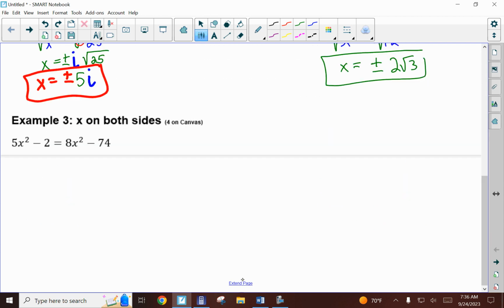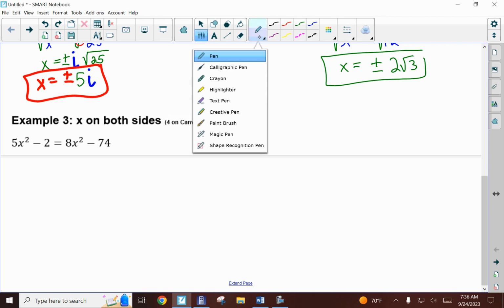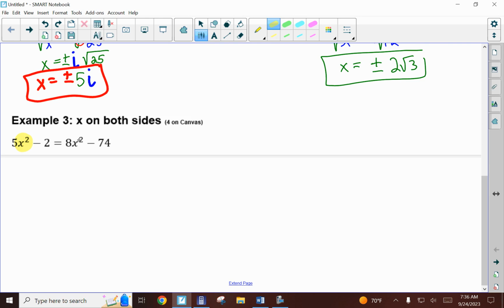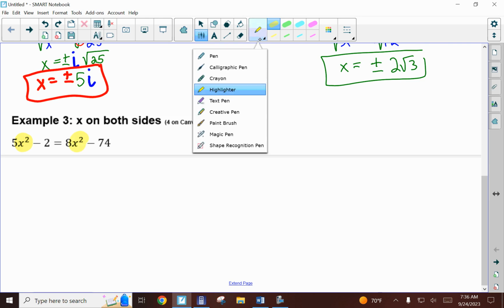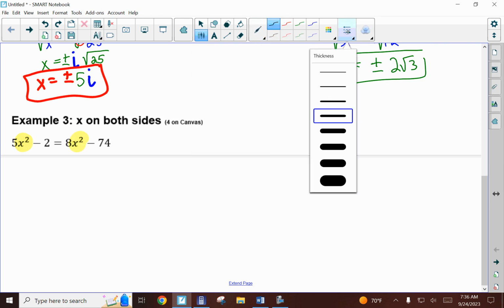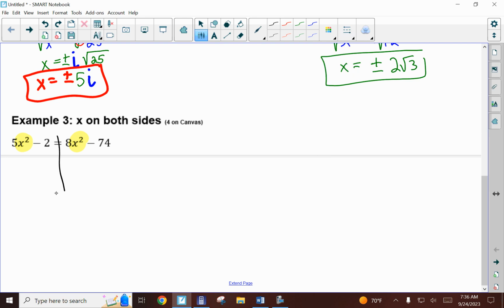And then the other type of question is when you have x on both sides. So you'll notice that this time, this problem has an x on the left, but it also has an x on the right. That's not that big a deal because all we have to do is get all of the x's to one side. So I'm going to go ahead and subtract 8x squared from here. That way I get all of my x's over to this side.